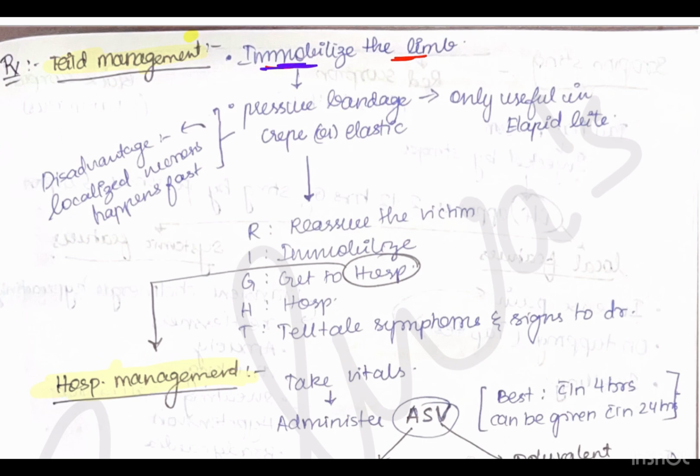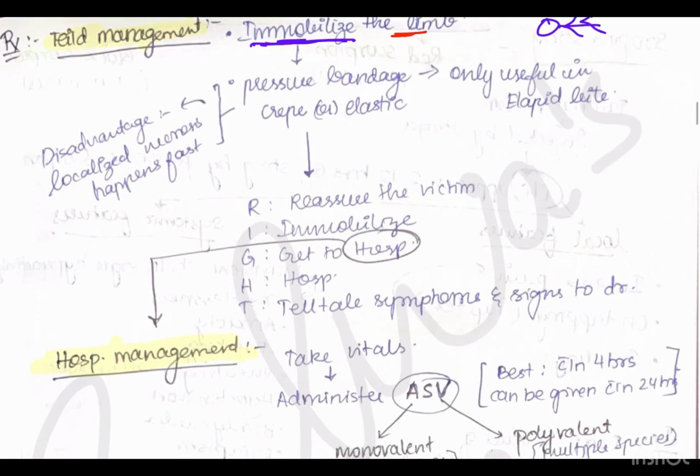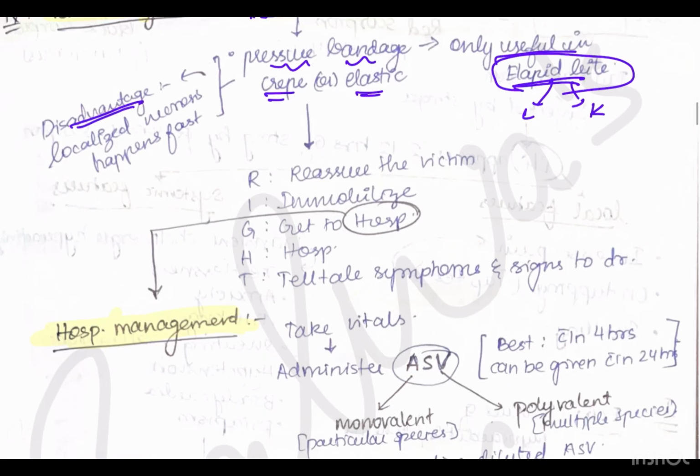Field management is in the area where you find the patient with the bite. Now you have to first immobilize the limb. You should never move the limb where the snake has bitten. You have to apply pressure bandage only in elapid bite snakes, that is cobra and krait. It can be a crepe kind of bandage or elastic bandage. But what is the disadvantage? If you tie the bandage here, the blood flow is just stagnant over here. So this can lead to localized necrosis of the limb.